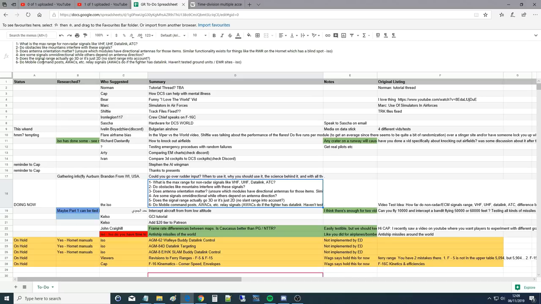Six, do mobile command posts, AWACS, etc. relay signals? AWACS do if the fighter has data link. Haven't tested ground units or EWR sites.